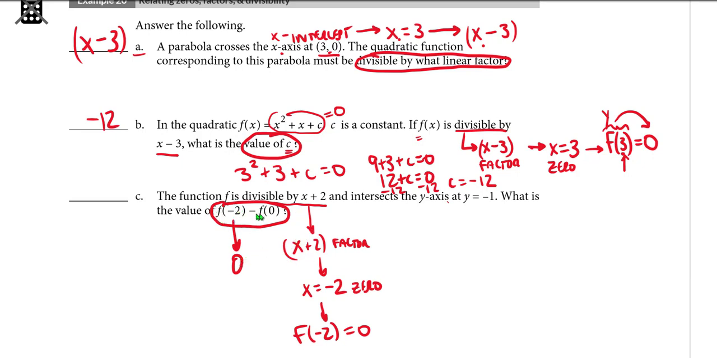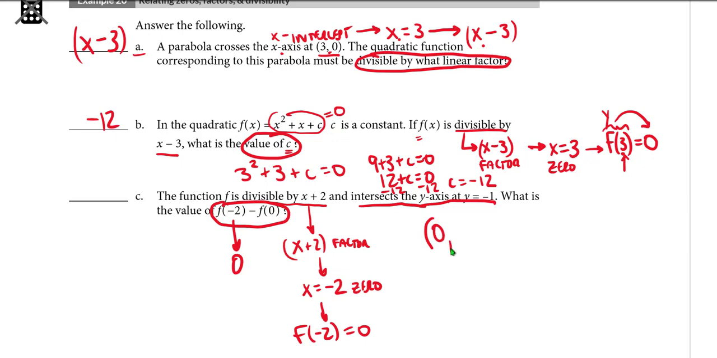And now we have to find out what f of 0 is. Well, let's take this next phrase here. It says that we intersect the y-axis at y equals negative 1. Remember, when we intersect the y-axis, I've said this a few times in this section, I believe, that when we intersect the y-axis, what is our x value?